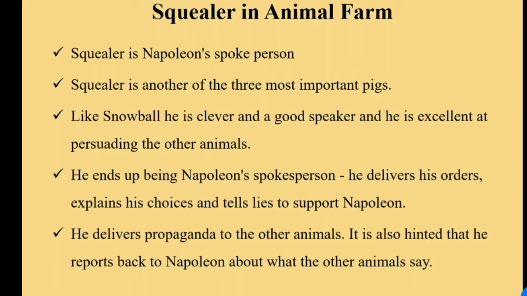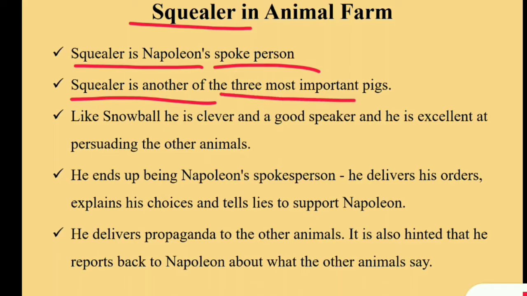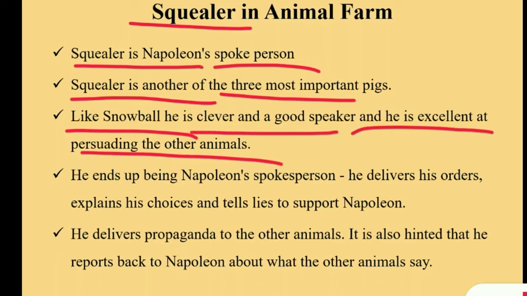Here, in our next slide, we see Squealer in Animal Farm. Squealer is Napoleon's spokesperson. Squealer is another of the three most important pigs. First one is Napoleon, second one is Snowball, and third one is Squealer. Like Snowball, he is clever and a good speaker, and he is excellent at persuading the other animals. He ends up being Napoleon's spokesperson.